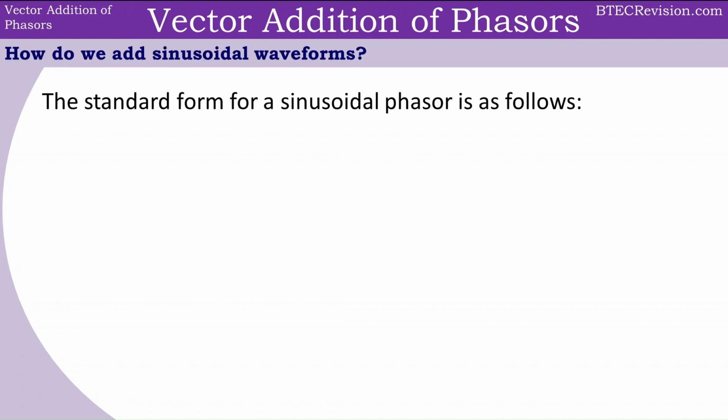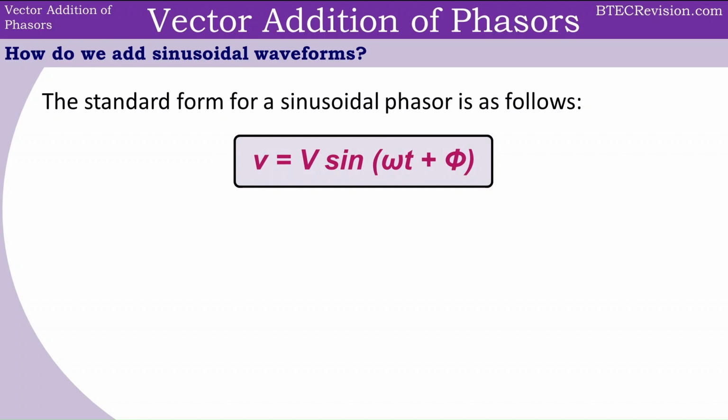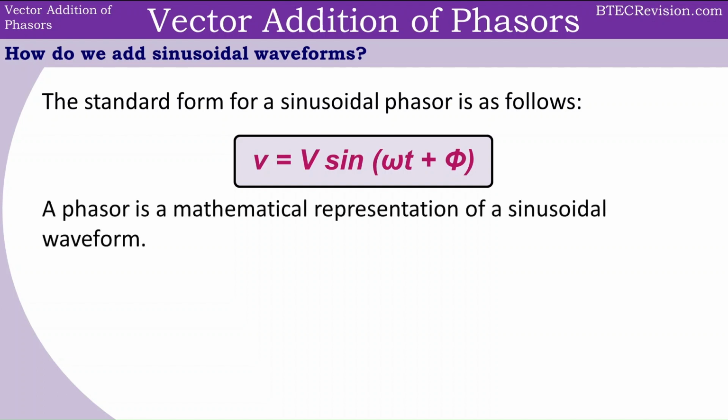How do we add sinusoidal waveforms? The standard form for a sinusoidal phasor is as follows. v equals V sin(omega t plus phi). A phasor is a mathematical representation of a sinusoidal waveform.